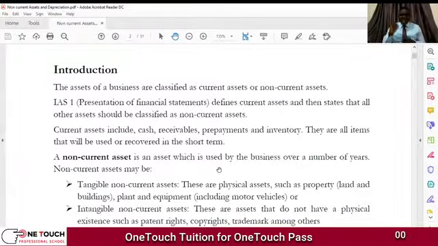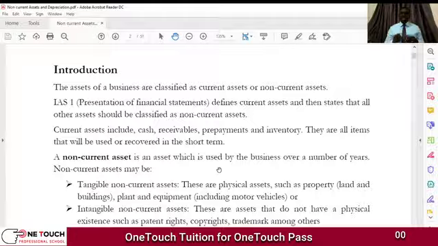Now, when it comes to a non-current asset, we are saying that it's an asset which is used by the business over a number of years. Non-current assets is an asset which is used by the business over a number of years. Now, non-current assets may be either tangible non-current assets. And when we talk about tangible non-current assets, we are saying that they are physical assets such as property, land and buildings, plant and equipment, including motor vehicles. Okay, good.